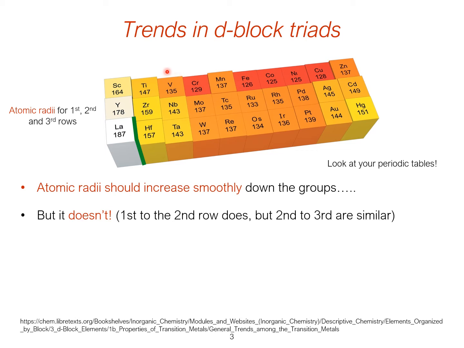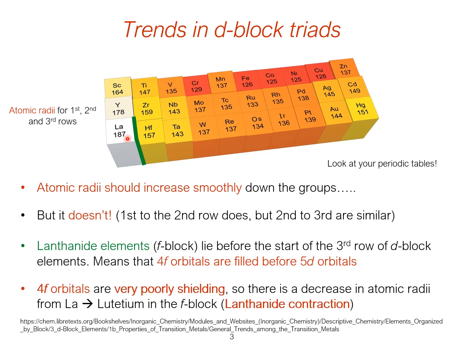So going on from that, from the first row to the second row, we do see it getting bigger because the outer electrons are from the 3d orbital into the 4d, which is further out. But from the 4d to the 5d, we see that there is pretty much the same size. Now the reason for this is highlighted by the green bit here, where the lanthanide elements start, the F block. And this means that the F orbitals are filled before the 5d orbitals. But something very important to know about these 4f orbitals is that they're very poorly shielded. So that means the effective nuclear charge felt by these is absolutely enormous. And it's also referred to as the lanthanide contraction.